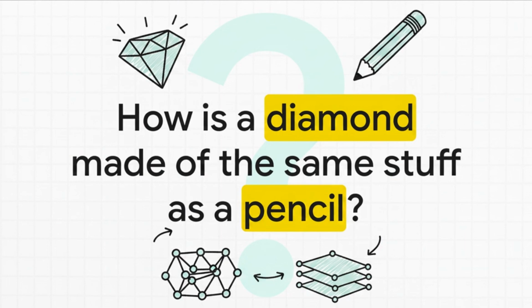I mean, how is it physically possible that an exceptionally brittle, hard diamond, literally the hardest naturally occurring mineral we know of, and the soft, slippery graphite inside your everyday pencil lead can both be 100% pure carbon? It just seems impossible that one single element can behave in two completely opposite ways.